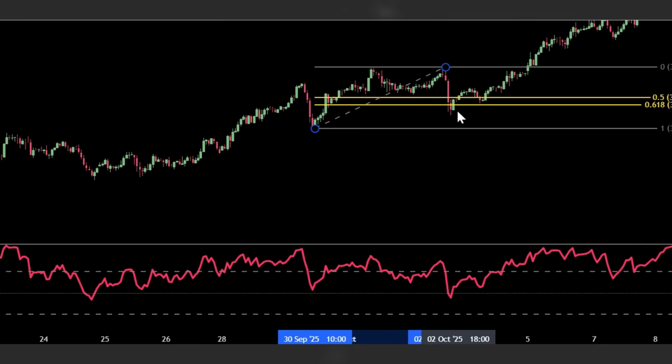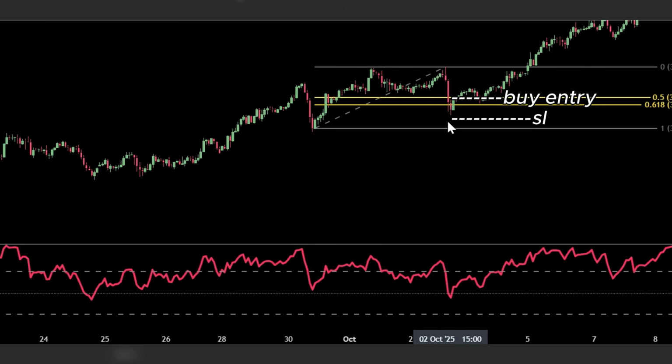Now take a look at the price action. Here we see a bullish engulfing candle forming. This candle completely covers the previous one, showing that buyers are ready to push the price up. Enter the trade after the candle closes. Set your stop loss just below the swing low and set your take profit at the previous swing high. As you can see, price moves up and hits the target, a successful scalp.